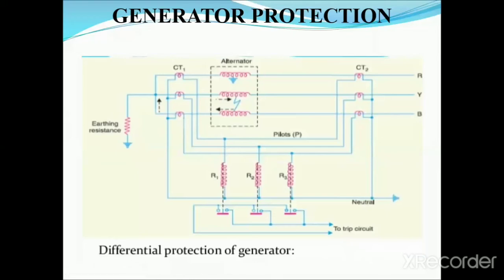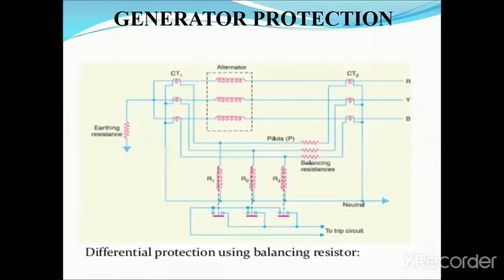When the balanced conditions are adjusted by using this earthing resistance, then automatically the relay coil and both the CTs will be in the balanced position for each and every case. For each and every case both the CTs are to be balanced together. That's why we are using the earthing resistance in the case of differential protection.